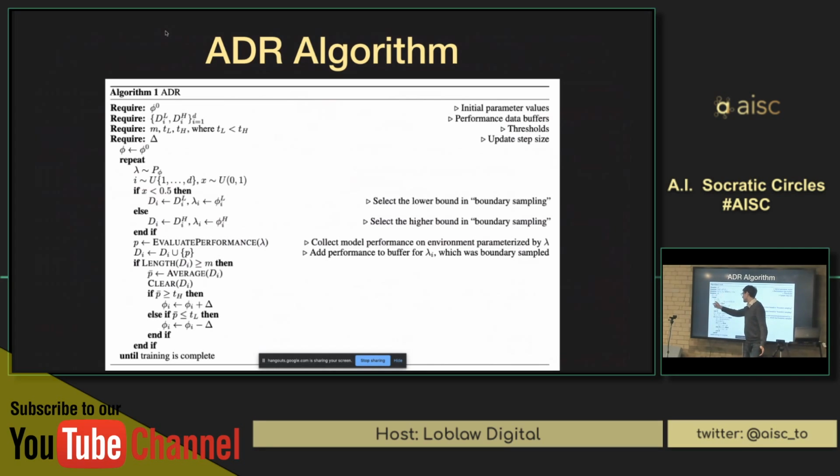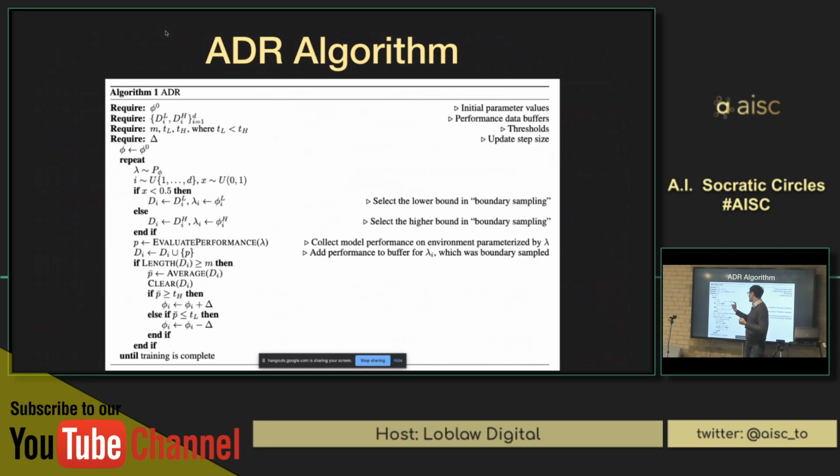And you start with a random model. Lambda is, to create your randomness, you just draw some kind of random permutation. And what you do, you draw i, it means you select one of those dimensions.